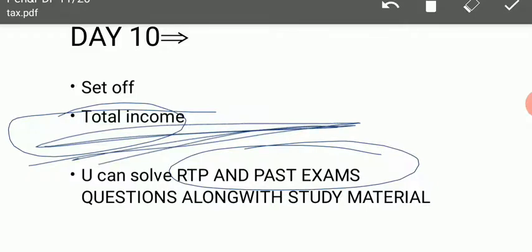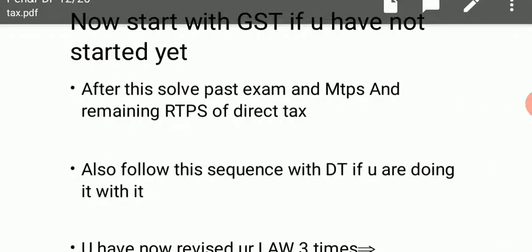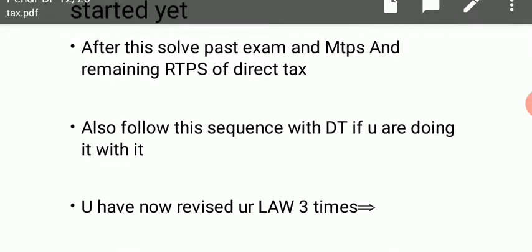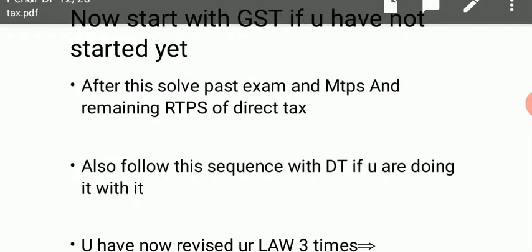So now what you have to do is start with GST, and you can do your RTP and past exam of direct tax along with that GST portion. And those who were doing GST from day one of direct taxation, you have to follow this sequence only along with this. So now you have to start with GST if you have not started yet. After this, solve past exam and MTPs and remaining RTPs of direct tax. Also follow this sequence with DT if you are doing it with it.